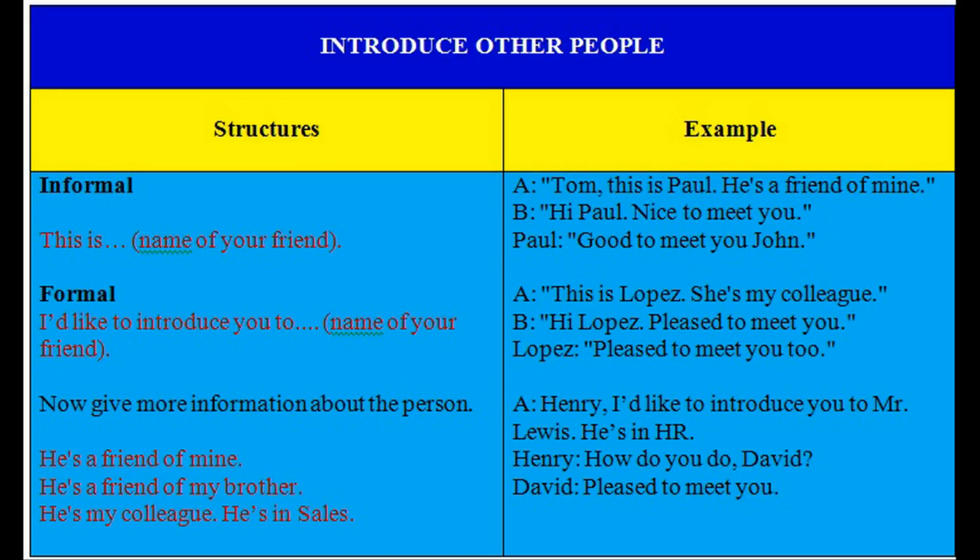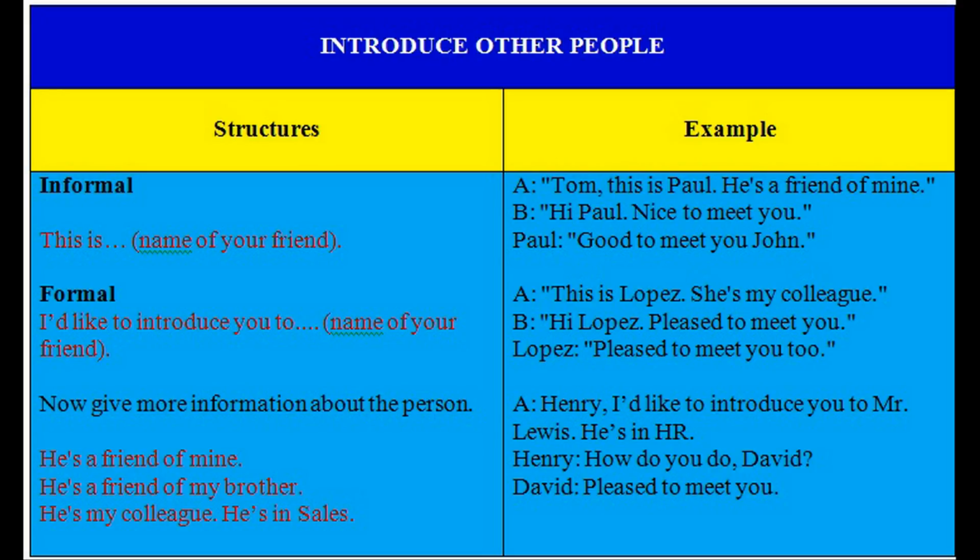Secondly, how to introduce other people. In informal situations, you can use the structure This is, and after that is the name of your friend. But in formal situations, you can use the structure I'd like to introduce you to, and after that is the name of the person you want to introduce.